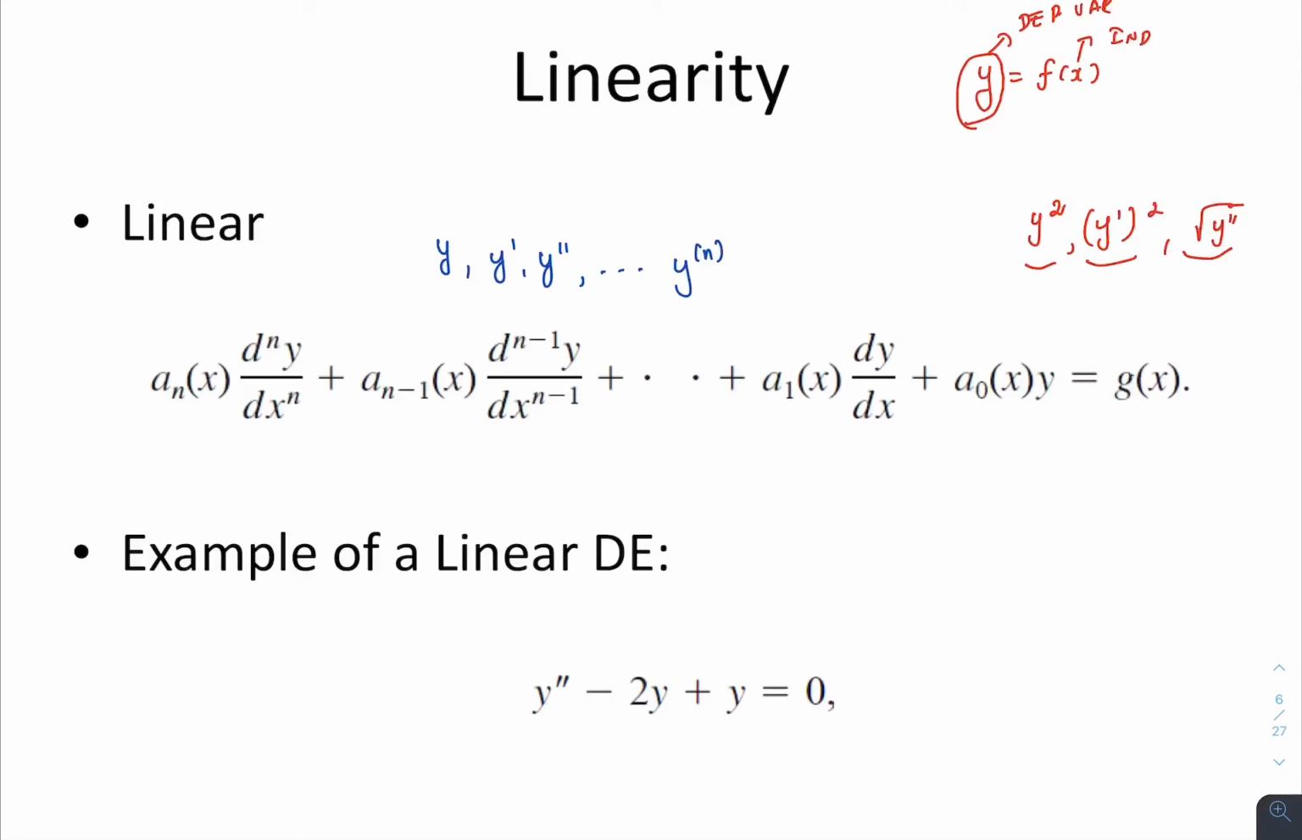So here is a very generalized form, as you see here. I have the nth derivative multiplied by a function of x. I have the (n minus 1)th derivative multiplied by another function of x. I have a first derivative multiplied by a function of x, and so on, is equal to g of x. That's a general form.